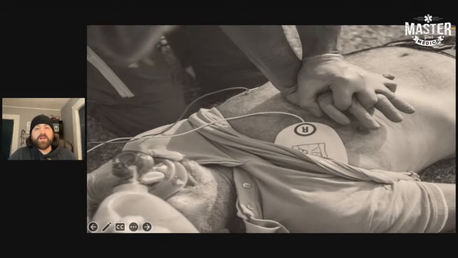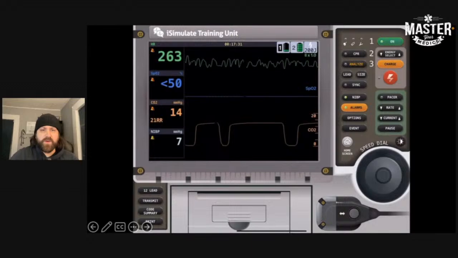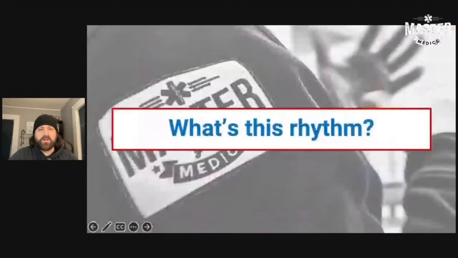So about 15 minutes ago, he went to take out the trash. His wife heard him collapse in the garage, and she called 911. The fire department got there pretty quickly and actually witnessed the arrest, and they shocked once with their AED. So you get there and you put the patient on the monitor and you see this. So, first question, what's this rhythm?